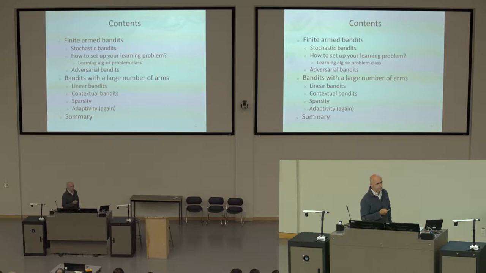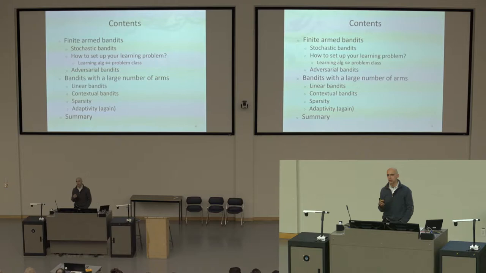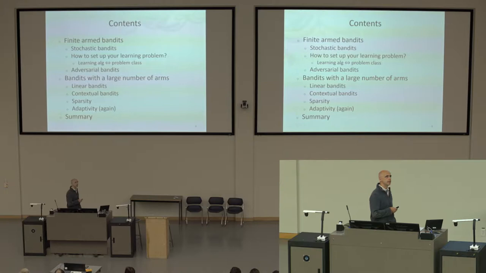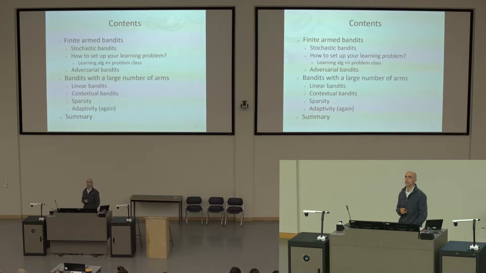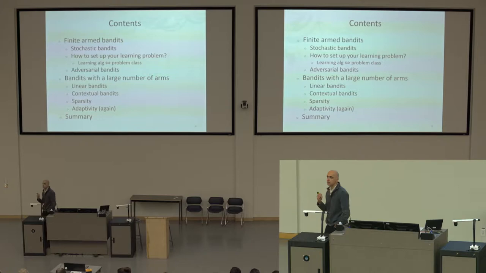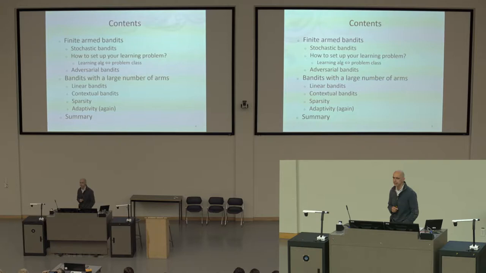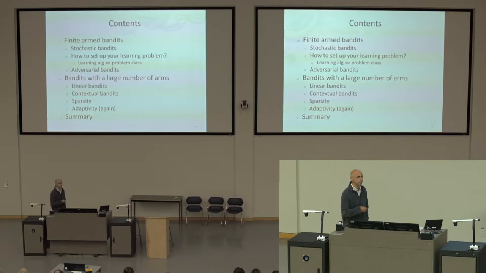Then we continue with finite-armed bandits. I'm going to talk about the so-called adversarial case, which we will see is not so adversarial. So we can still have a learning algorithm that performs pretty well in that case. And then we move on and try to see whether we can make things a little bit more practical by considering bandits with a large number of actions. If you have a large number of actions, it turns out you better introduce some additional structure, additional bias. And here I'm going to talk about mostly the linear case, or I think exclusively the linear case, related to contextual bandits, and what if you have too many features, how can you sparsify it, and so on and so forth. And then we wrap up.